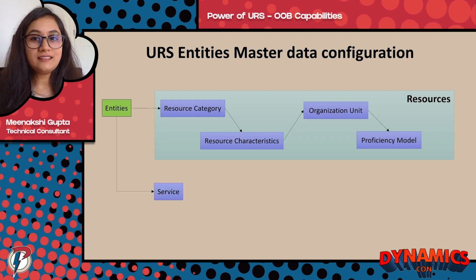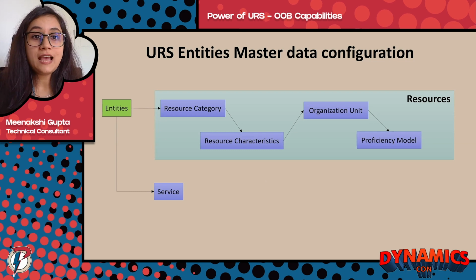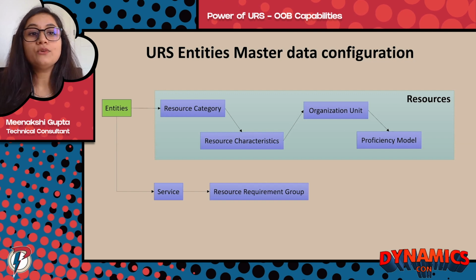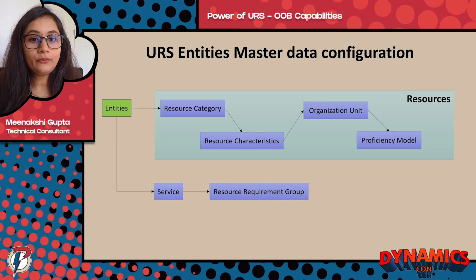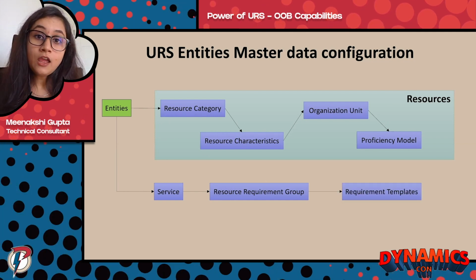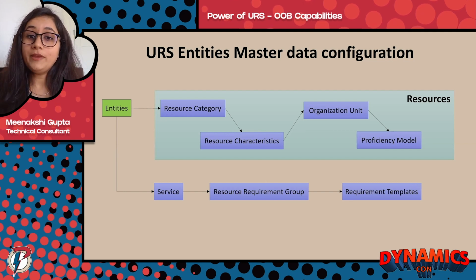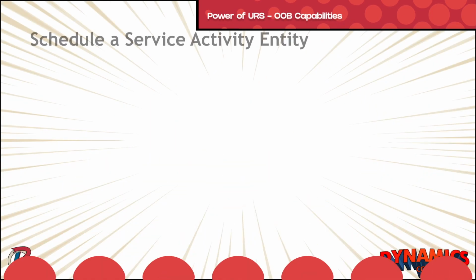Next one, so resources are there, but resources can be booked based on some service. So the service is something which contains the resource groups, requirement groups, and the requirement group templates. So when we create a service, a resource requirement group is automatically created. And when the resource requirement group is created, we have requirement templates there. So any entity which is using the service to be scheduled, based on the defined requirement templates, the requirements are automatically created. So let's see in the demo how it's going to work.